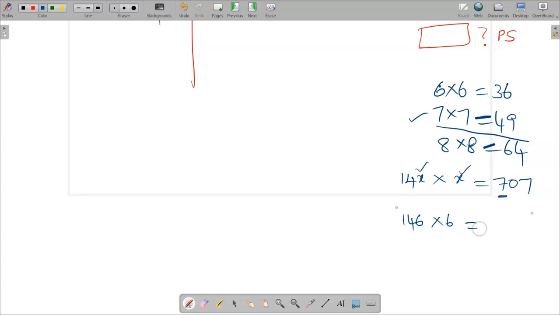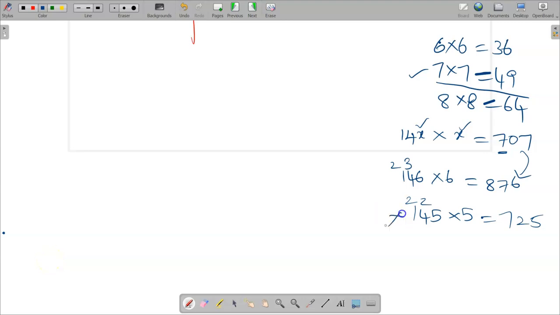So I can go for 146 into 6. Let me find out what it is. 6 sixes are 36, 6 fours are 24, plus 3 is 27, 6 ones are 6, 6 plus 2 is 8. So 876. 876 is a bigger number when compared to 707, so I cannot use 6 and 6. So I have to proceed with 145 into 5. 5 fives are 25, 5 fours are 20, 20 plus 2 is 22, 5 ones are 5, 5 plus 2 is 7. So 725 is greater than 707, so I cannot proceed with this also.